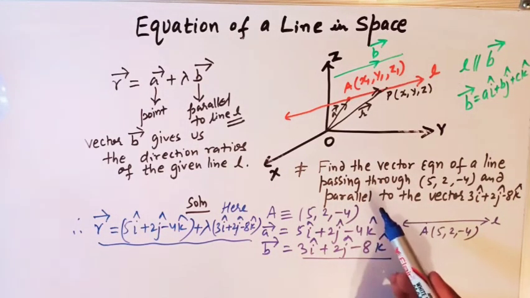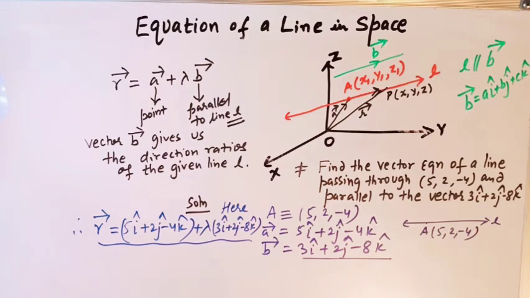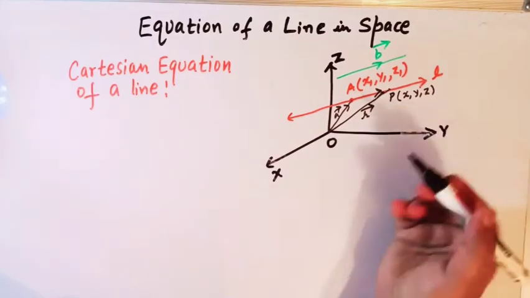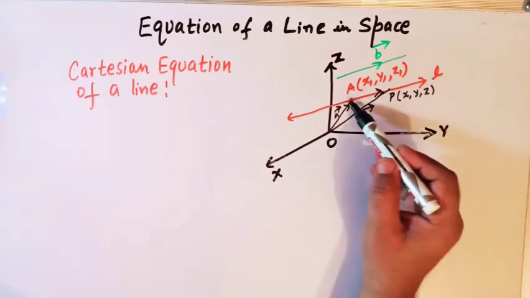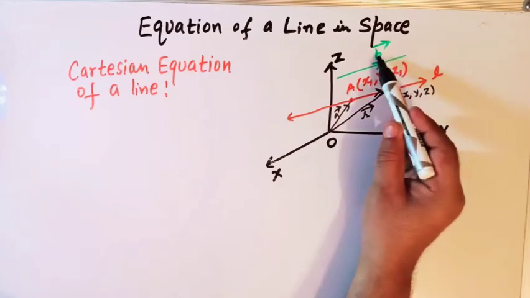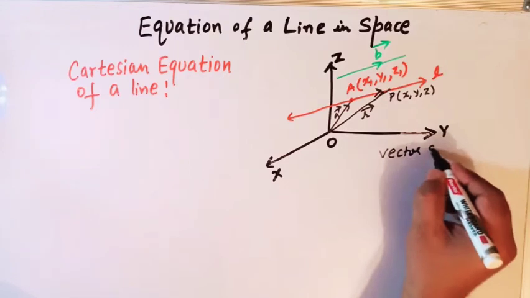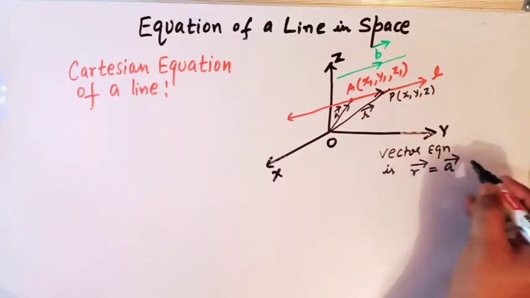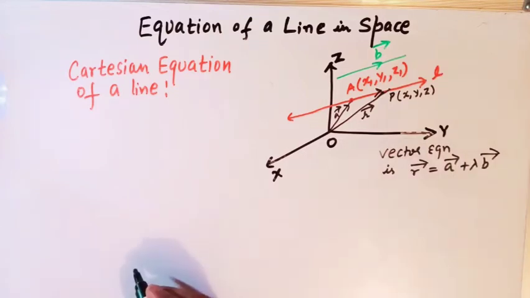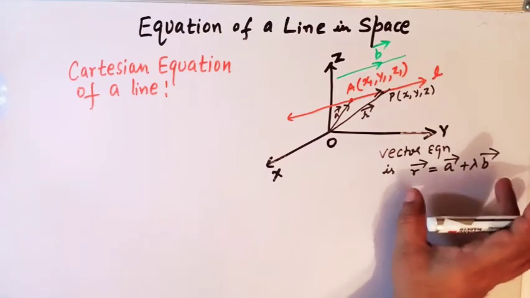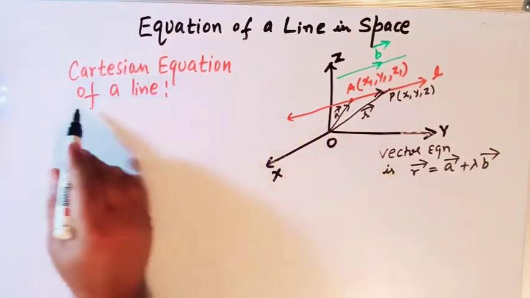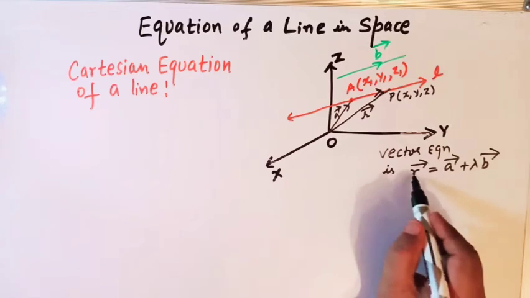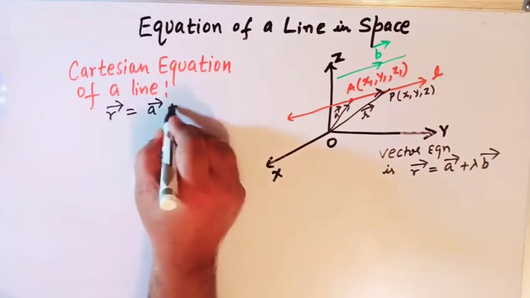Clear? Now viewers, let us find the Cartesian equation of the line. Now viewers, we have already seen that if we have a line L which passes through this point A and parallel to this vector B, then its vector equation is vector R is equal to vector A plus lambda times of vector B. Now by using this vector equation, we will now find the Cartesian equation of this line, and let us see how we can do this.